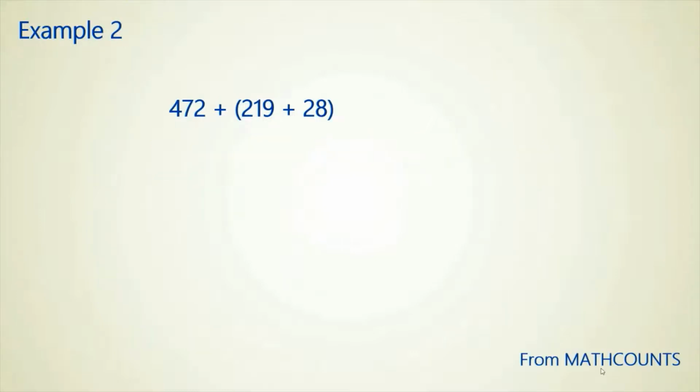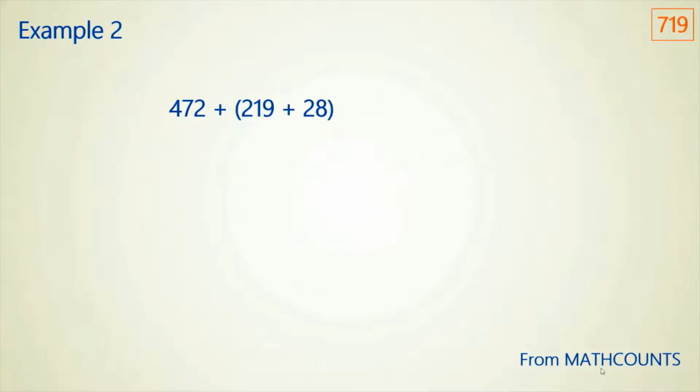Let's look at another example. 472 plus parentheses 219 plus 28 close parentheses. If we follow the order of operation, we would first add 219 and 28, which is 247, then add that to 472. The final result is 719.